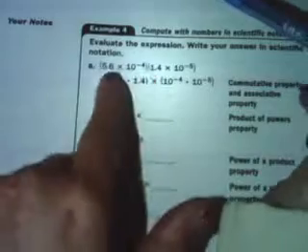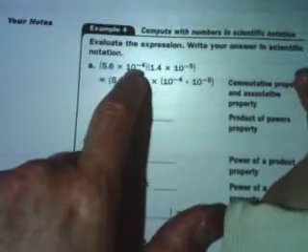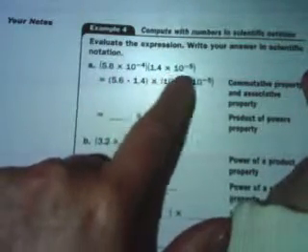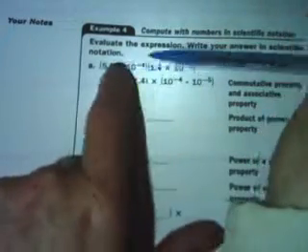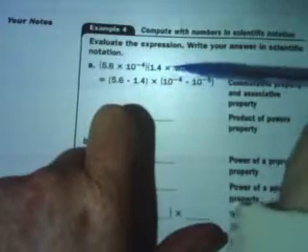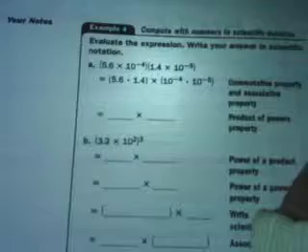Alright, last example. Evaluate the expression, write your answer in scientific notation. Okay, I have 5.6 times 10 to the negative 4, and then 1.4 times 10 to the negative 5. So I'm taking this scientific notation number, multiplying it by this scientific notation number. So our step there is we're going to use the commutative property and associative property to multiply these.